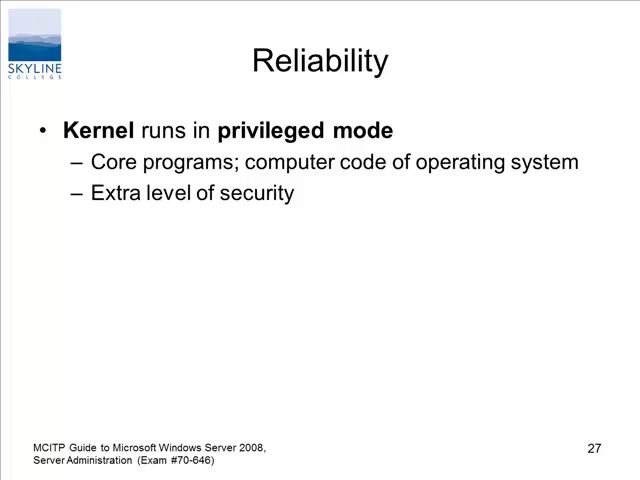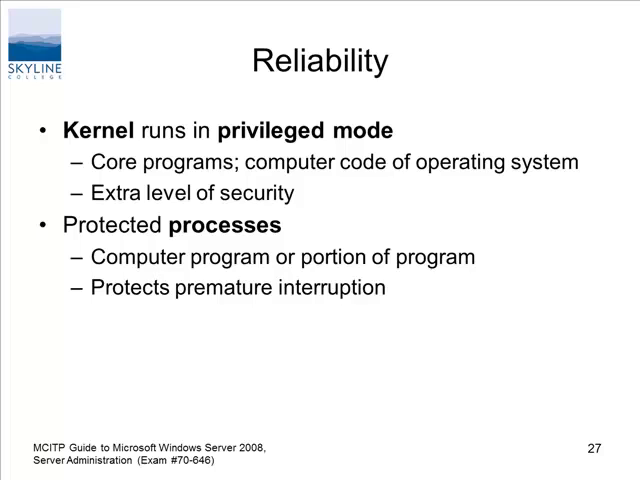Reliability: the kernel runs in privilege mode, core programs, the computer code, the operating system, an extra level of security. Privilege mode is supposed to mean that we're not going to be able to disturb it, and we're not going to have as many failures. We're also not going to be able to impact it with viruses and those sorts of things. Protected processes.